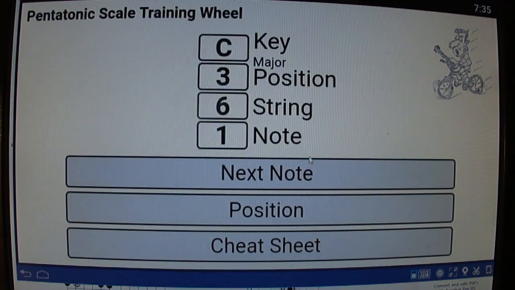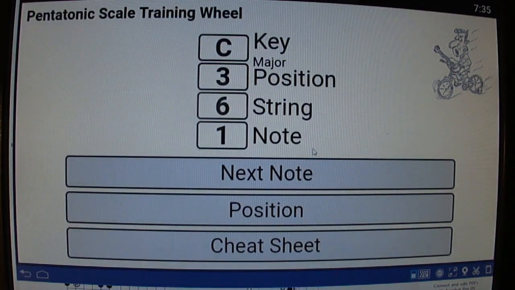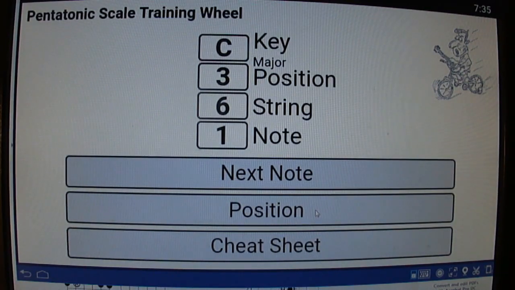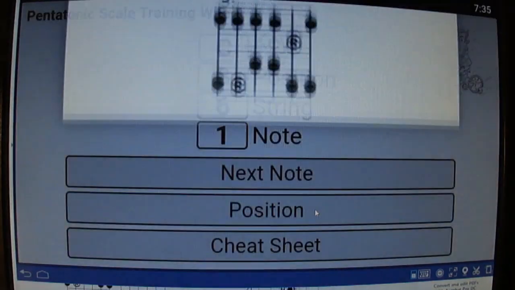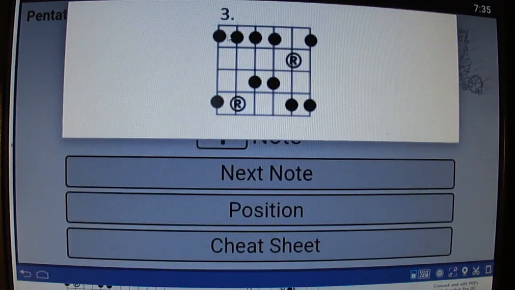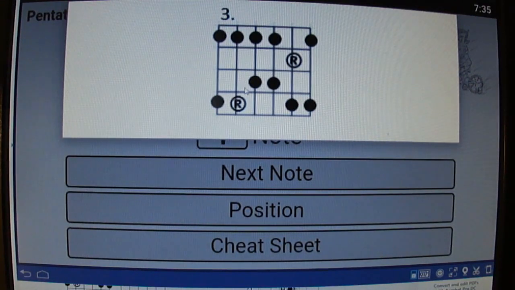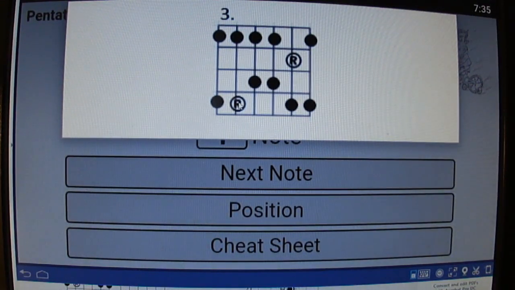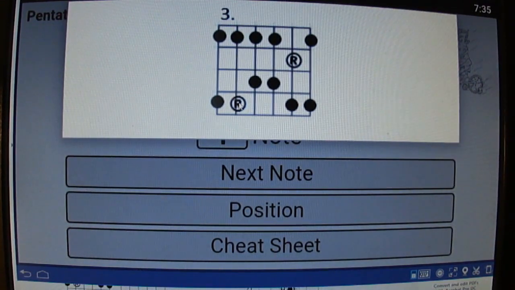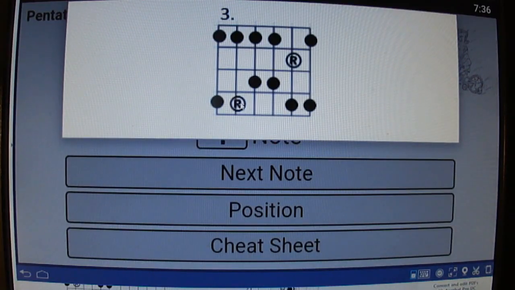Now we're in the third position of C major, and it wants us to play the first note on the 6th string. Obviously we're only going to be able to play up from there, so what does that position look like? First note, 6th string. Right here it is. So my closest root is over on the 5th. So where would I find my root note on the 5th string?